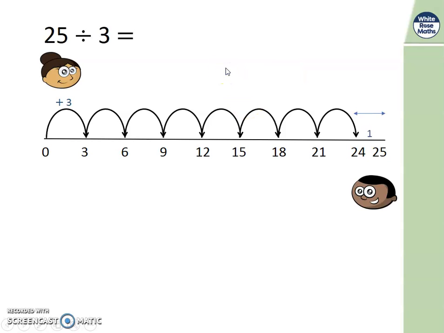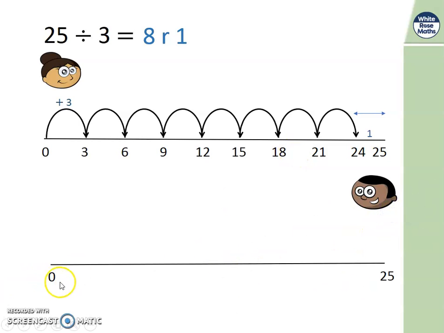So that fits in 8 whole times. But as you can see, to get from 24 to 25, she's got 1 left over that doesn't fit into a group. So it's 8 with a remainder of 1. Let's check out Mo's method.